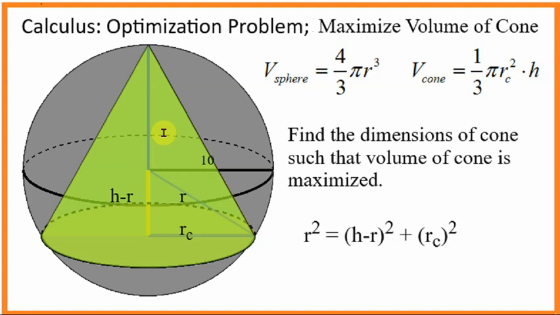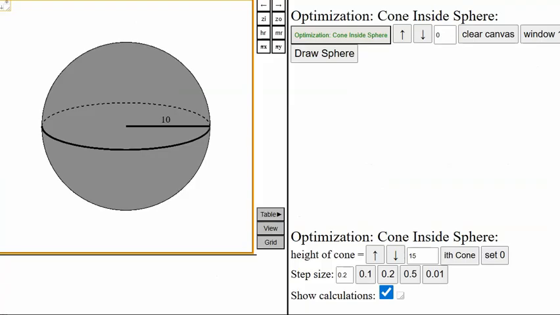This video is on an optimization problem, and here I have a sphere. Given the radius of the sphere is 10, what I'd like to do is find the dimensions of a cone, meaning the height and the radius of the cone, such that the volume of the cone is maximized. So here I have a sphere with the radius 10, and I want to fit inside the sphere a cone with the maximum volume.